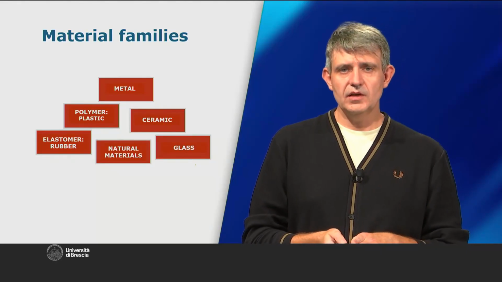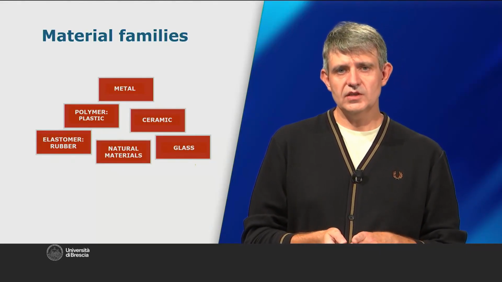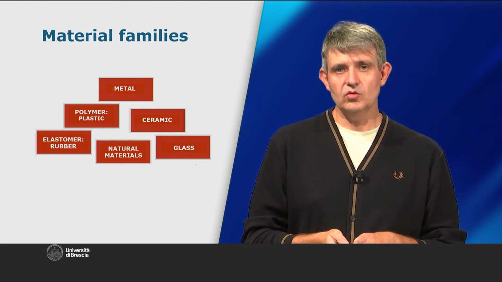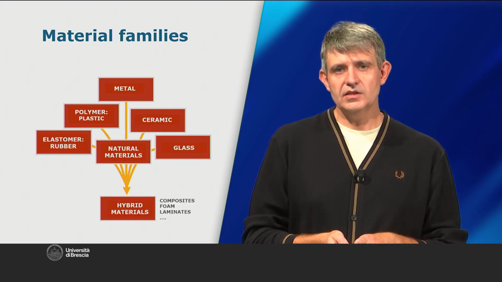To help us navigate the various materials used in engineering, it's useful to classify them into different families. Metals, polymers or plastics, elastomers or rubbers, ceramics, glass, and natural materials. And finally, there's a very broad family of hybrid materials, whose components are made by assembling different materials together, as in the case of fiber-reinforced materials or foams. Each material family groups together elements with similar characteristics, chemical and physical properties, processing methods, and typical uses. Let's take a closer look at them, starting with the materials most traditionally used in engineering.